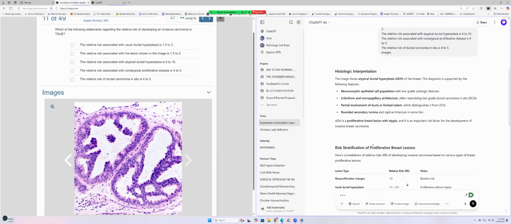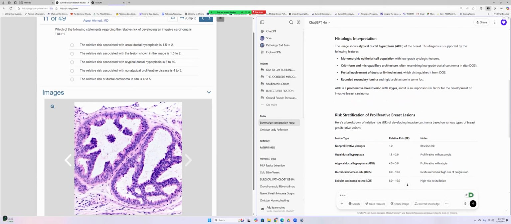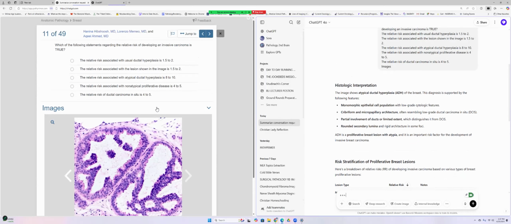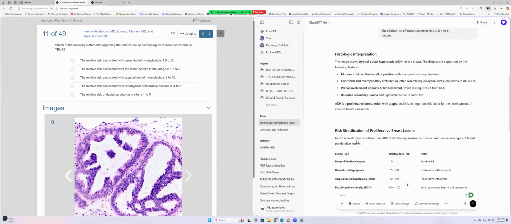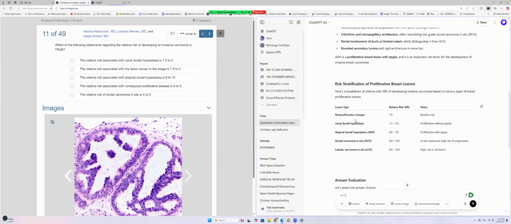Okay. ADH is a proliferative breast disease. So if this were ADH, then the answer should be 4 to 5. Yes. Risk stratification: here is the relative risk of invasive carcinoma of various tissues. Non-proliferative changes, anything non-proliferative has a relative risk of 1. Usual ductal hyperplasia is 1.5 to 2.0, and A and B are the same thing. ADH is 4 to 5, so the answer will be D.